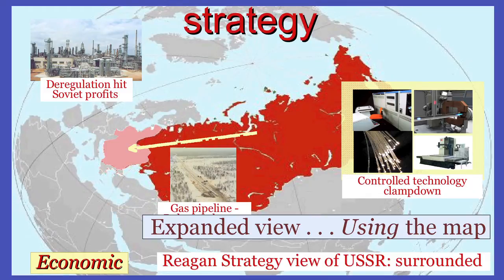There we go. Clamp down on controlled technology. Today, China gives us lists of what China wants us to relax our controls on. When Reagan came in, he said, we're not going to do anything like that. And he did actually slow the Soviets down by doing that.